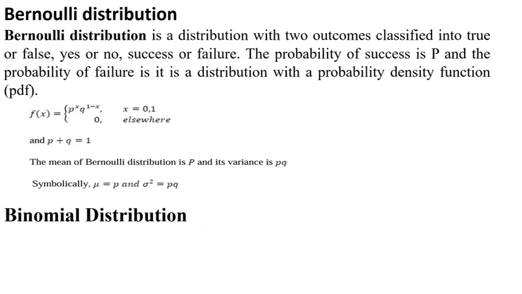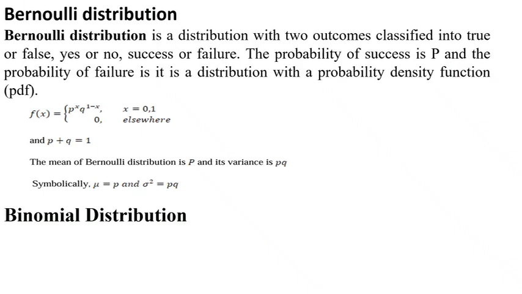The mean of Bernoulli distribution is P and its variance is PQ. Symbolically, mu is P and sigma square is PQ. Please, I would like you to go and derive how they get this, where our mean is P, and you can see it online. I don't want the slides to be too voluminous, but you can check it online. You see the derivation for the mean and variance of Bernoulli distribution, and do it for other distributions as well.